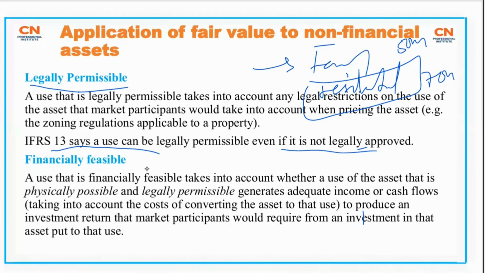That's what it's saying here: IFRS 13 says a use can be legally permissible even if not legally approved. It will be approved someday. We are looking at the total ban. If it's totally banned, we cannot consider that value when we are determining the fair value. Okay, so let's come here and look at some questions.